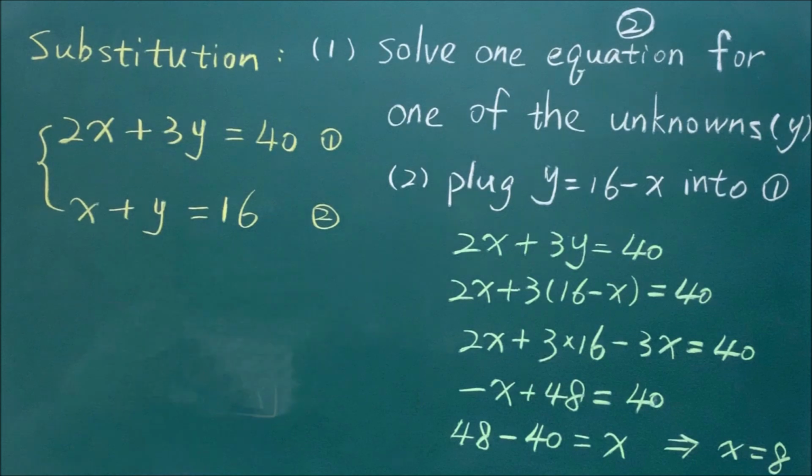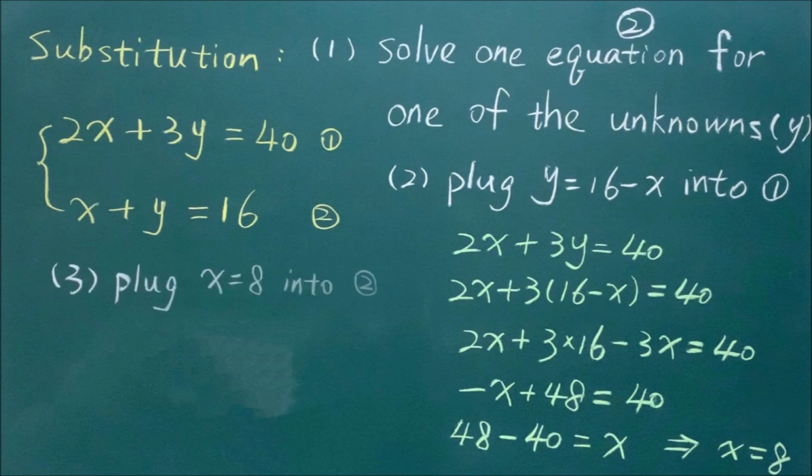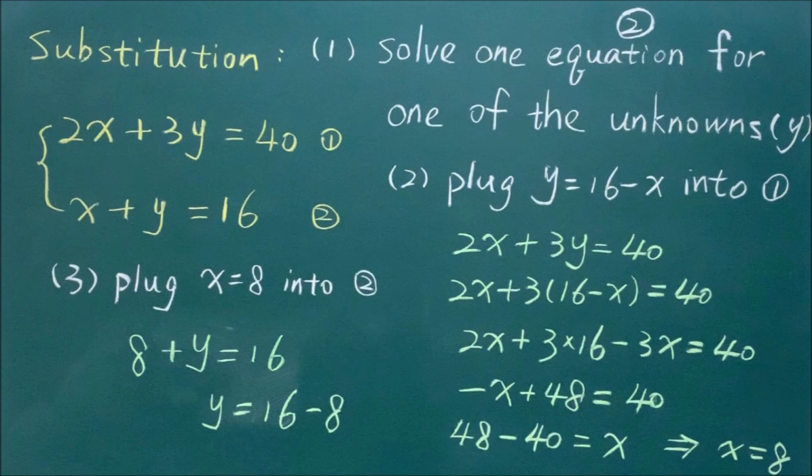Okay, now we get the value of x, and then we can plug it into either equation. Equation 2 is simpler, so let's plug x into equation 2. That is 8 plus y equals 16. Move 8 to the right side, and it becomes negative 8. 16 minus 8 equals 8, y equals 8. And that's it. Substitution is not that difficult, right?